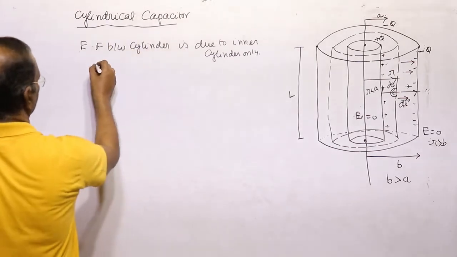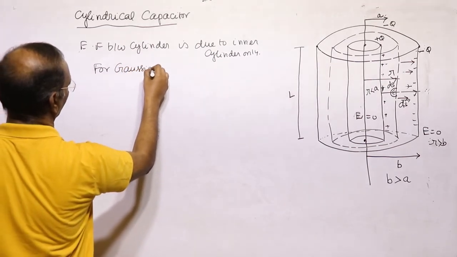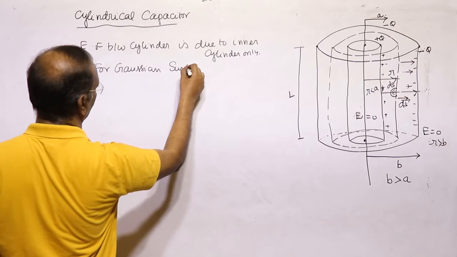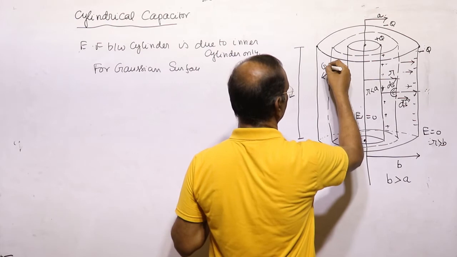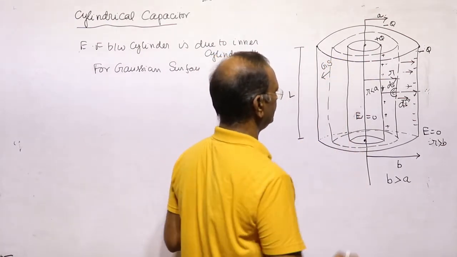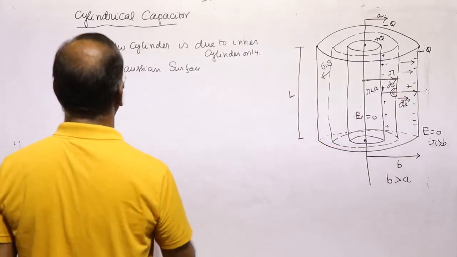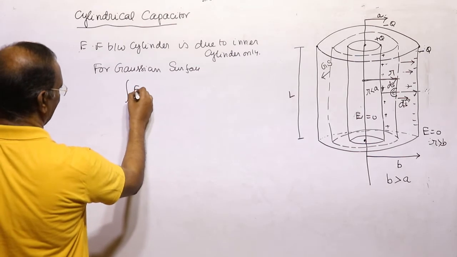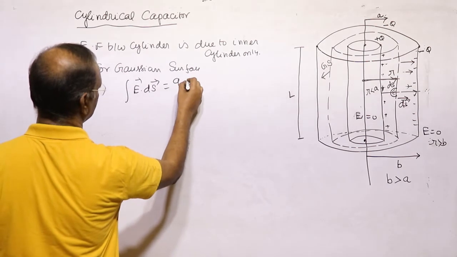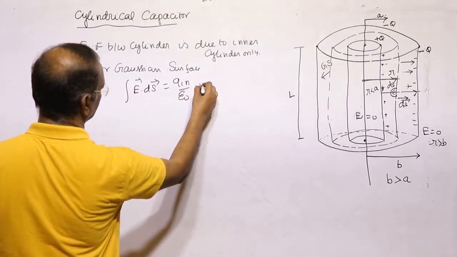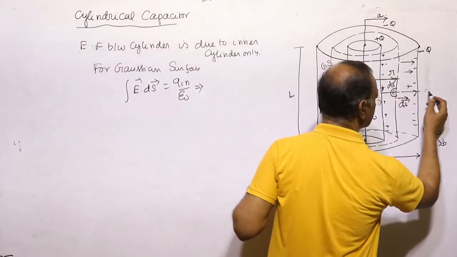So for the Gaussian surface, we have constructed a Gaussian cylinder. This is the Gaussian surface with radius r from the axis. What is its electric field? The electric field we can find by using integral E dot ds is equal to charge inside by epsilon naught. What is E? E is in this direction, ds is also in this direction.